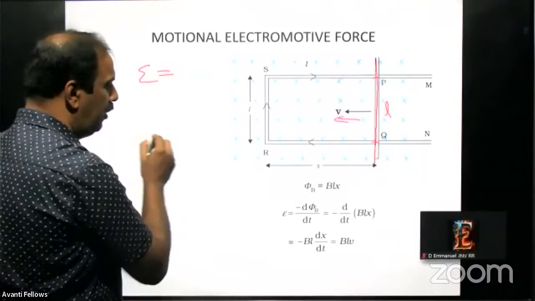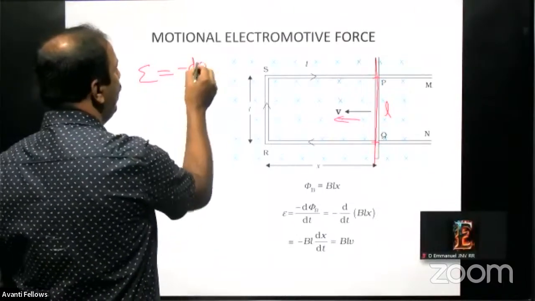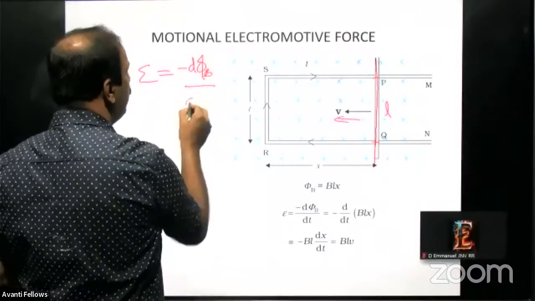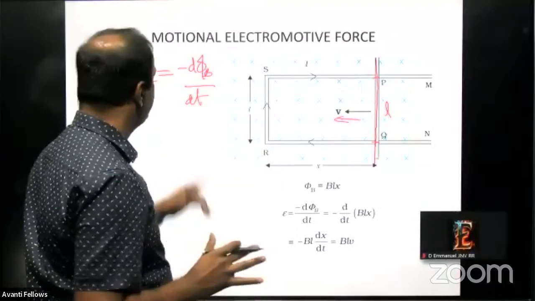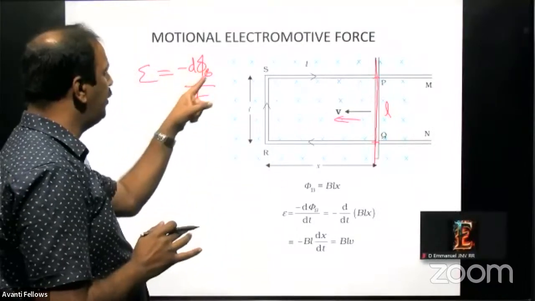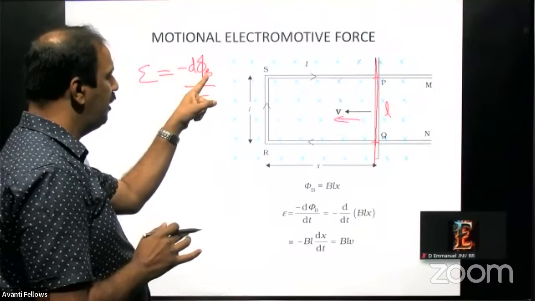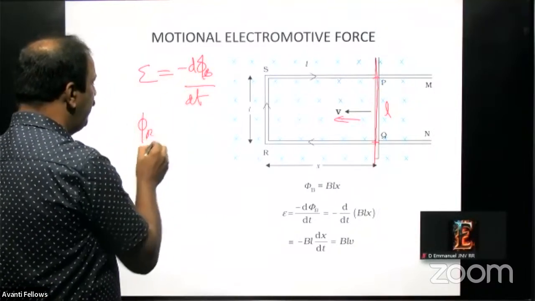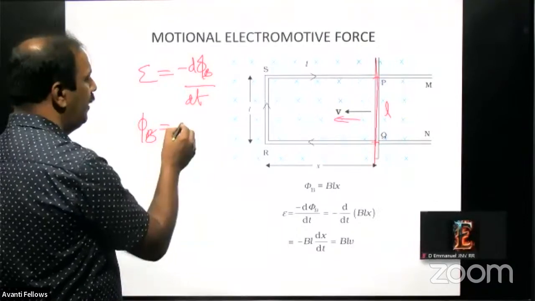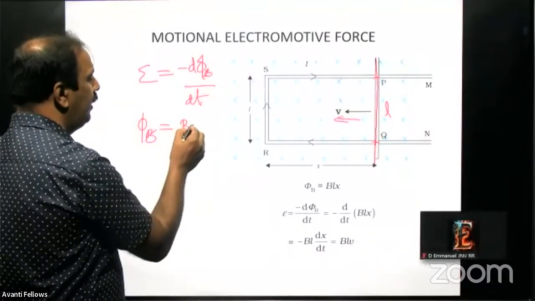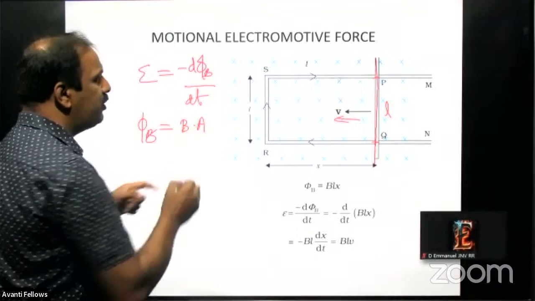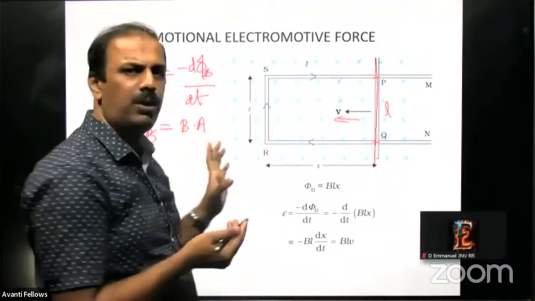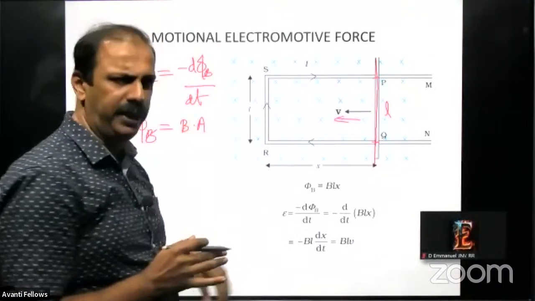EMF is equal to minus d phi B by dt, because we will deal from what we already studied. So this flux is required here. Minus d phi by dt means we need the flux here, phi B. So how much will be the phi B here? That will be B dot A. Here it is perpendicular, so the dot will not have any meaning, just B into A.